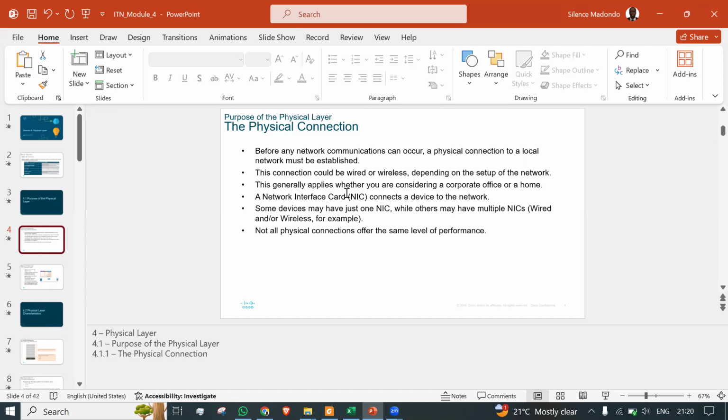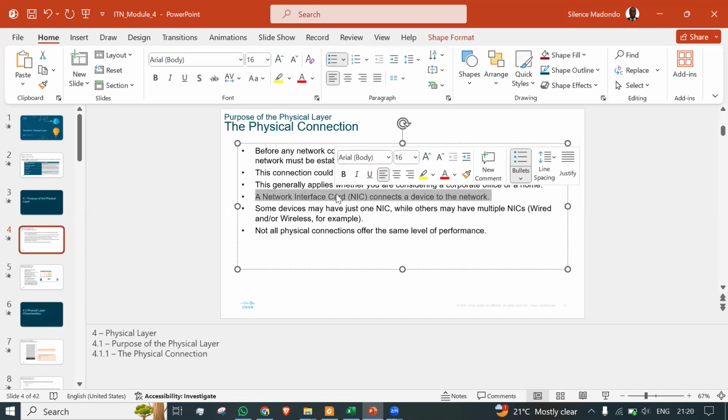Then I think most importantly, we have the NIC, the network interface card. My laptops, they have what we call the network interface card. That's the point where we connect to the network.